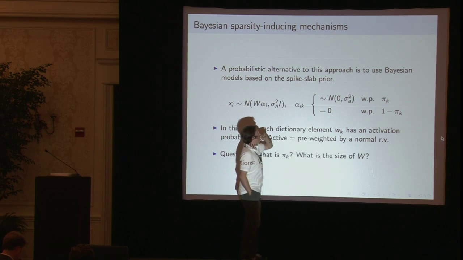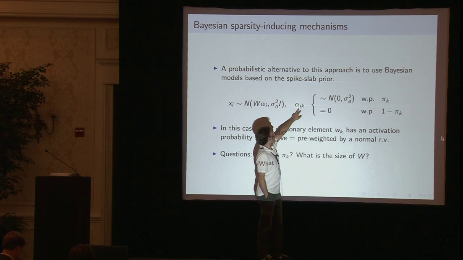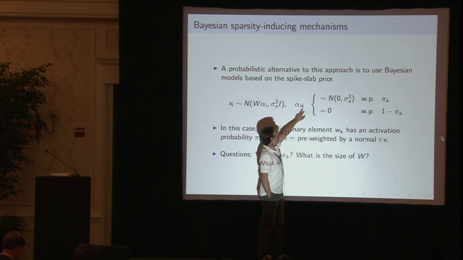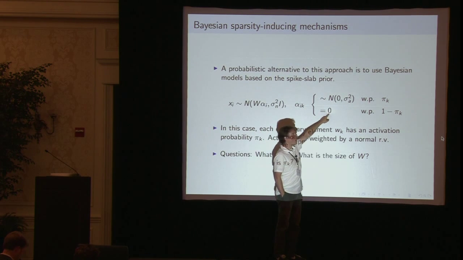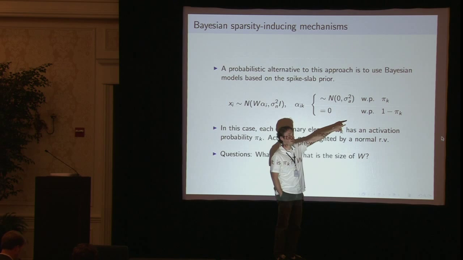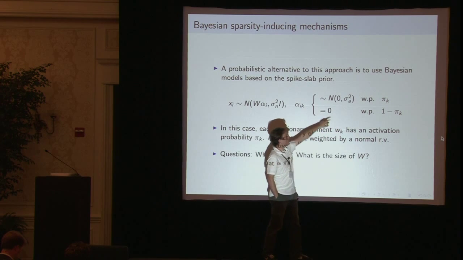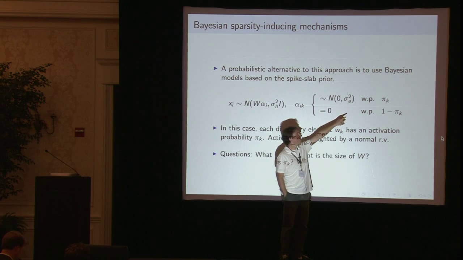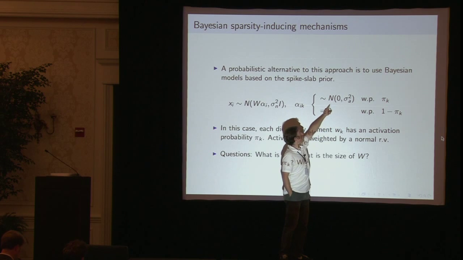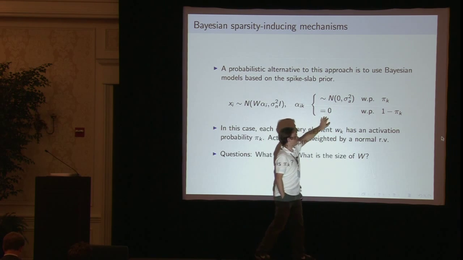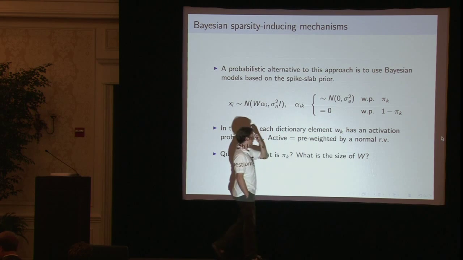And then for the i-th signal, when we decide whether we want the k-th dictionary element to be on or off, we say it's off with a certain probability, 1 minus pi k. So that's the k-th dictionary element, which has a probability of being on. If it's on, we draw the actual weight from a Gaussian. If it's off, it's 0, and it's off with probability 1 minus pi k.